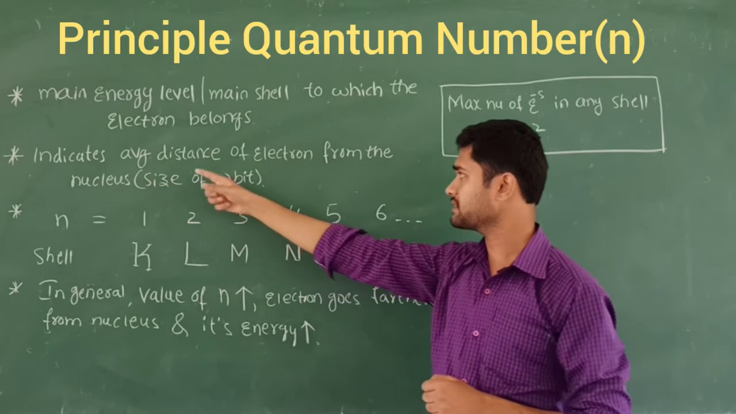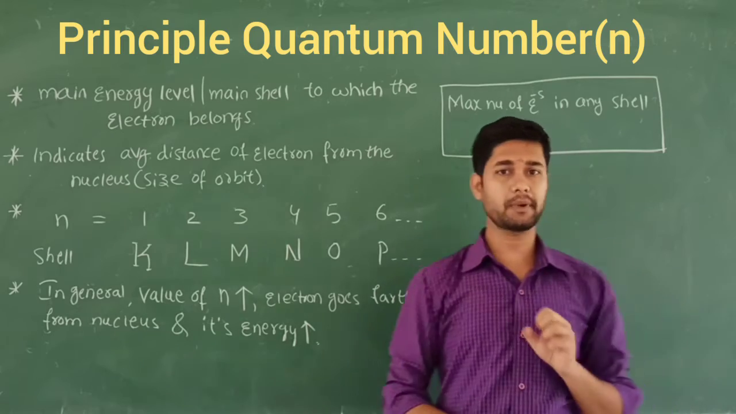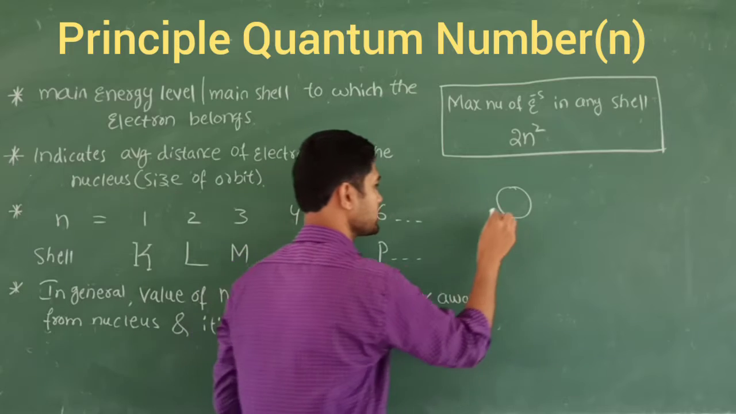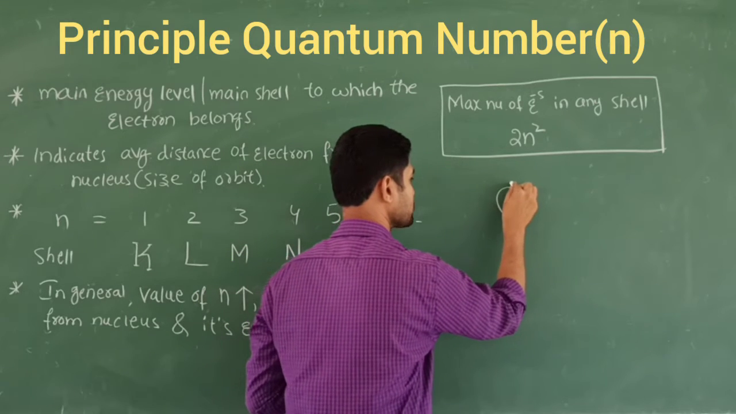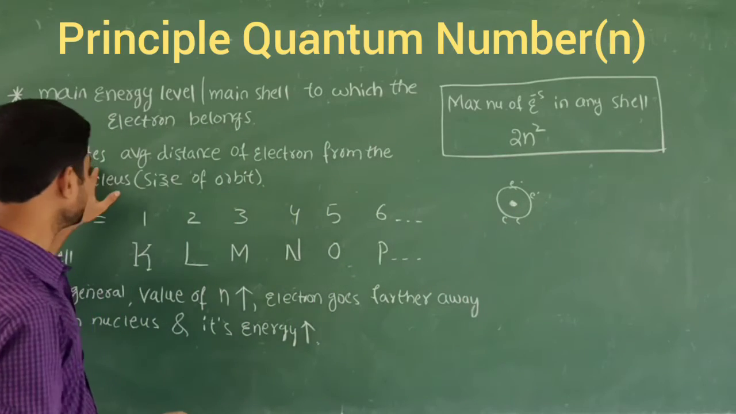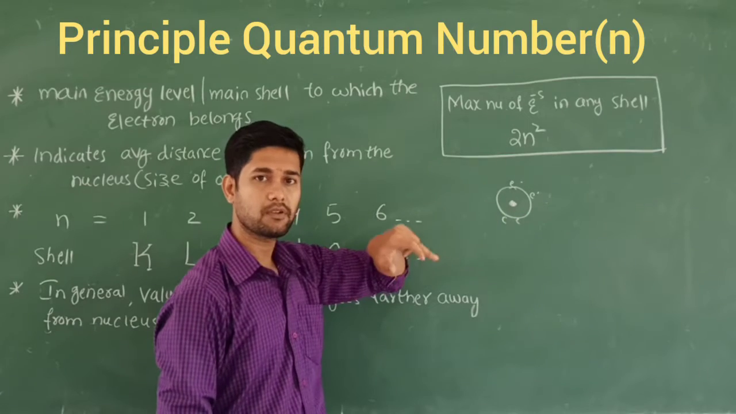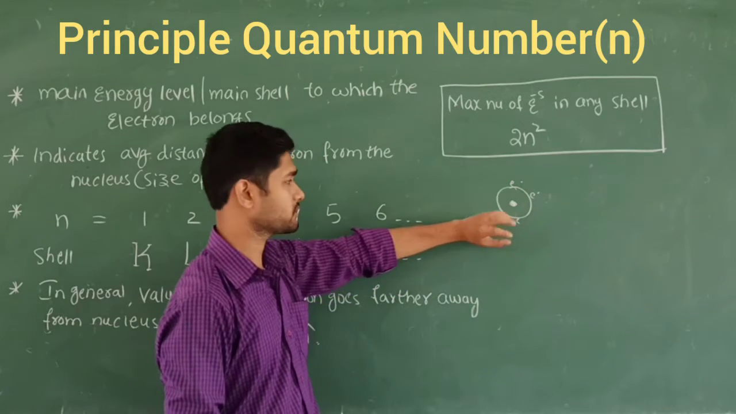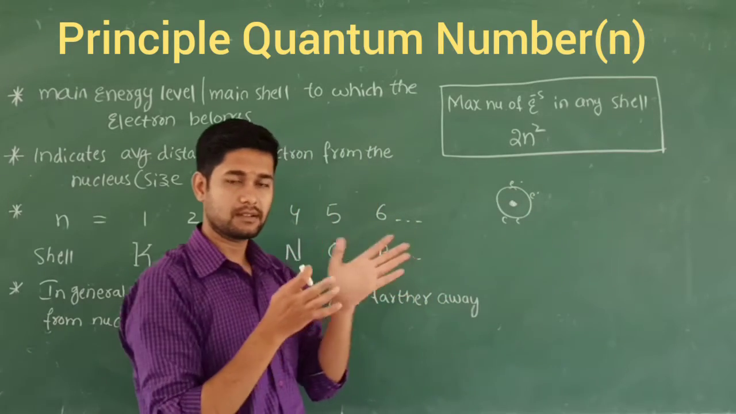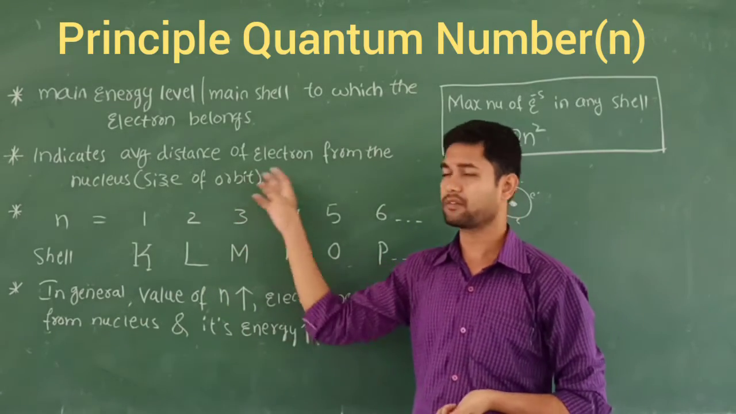And also it indicates the average distance of an electron from the nucleus, that is, the size of the orbit. Suppose I take an orbit like this, the center is called the nucleus and these are the electrons. Electrons will be revolving around the nucleus, right? So it indicates the average distance of an electron from the nucleus, that is, the size of the orbit. Suppose this is one orbit. If I take one more big orbit, the distance will also vary, right? So it also indicates the size of the orbit.